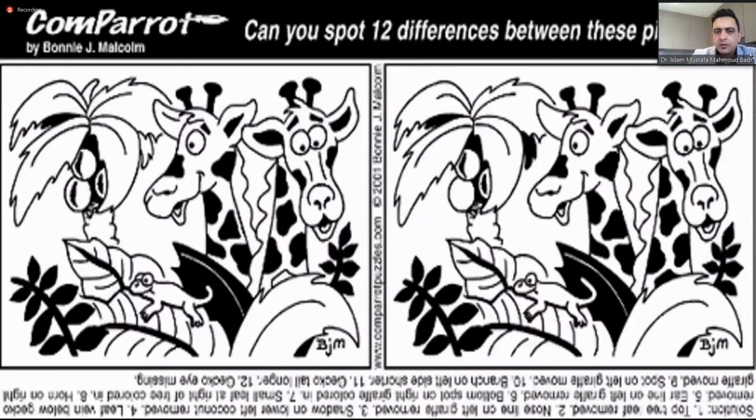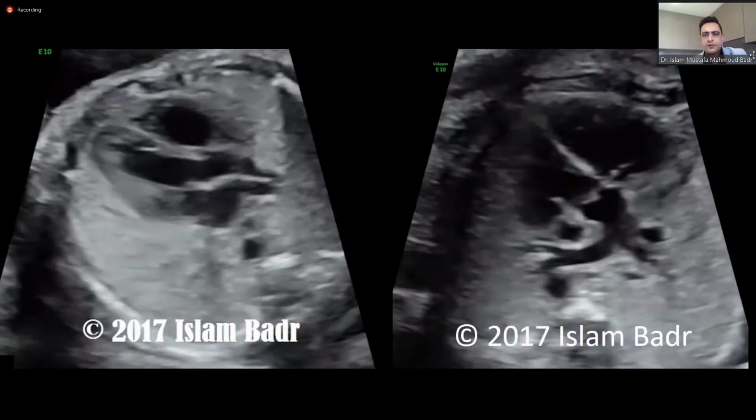Let's try to go back to our pattern recognition slide and you want to apply what we have learned in this pattern recognition on cases, normal cases, and transposition of great artery cases. You can now see the normal and the abnormal. The normal will be to the left, and the abnormal will be to the right. Can you see the difference?